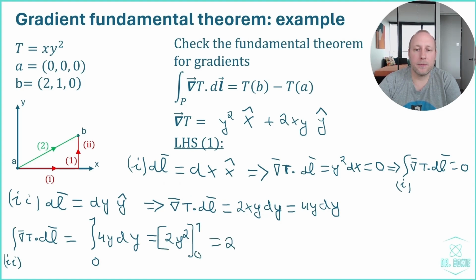To sum up, the full line integral along path 1 of the gradient of T dl is the sum of the two results we just found, which is 0 plus 2. In other words, we simply find 2. So this is the result for the left-hand side if we take it along path 1.